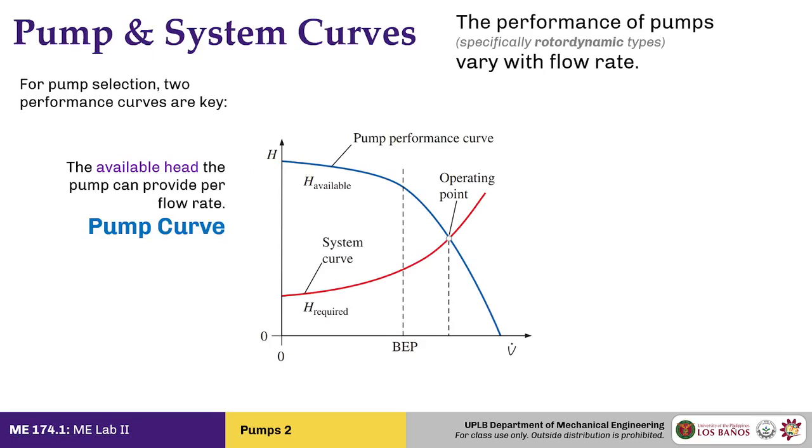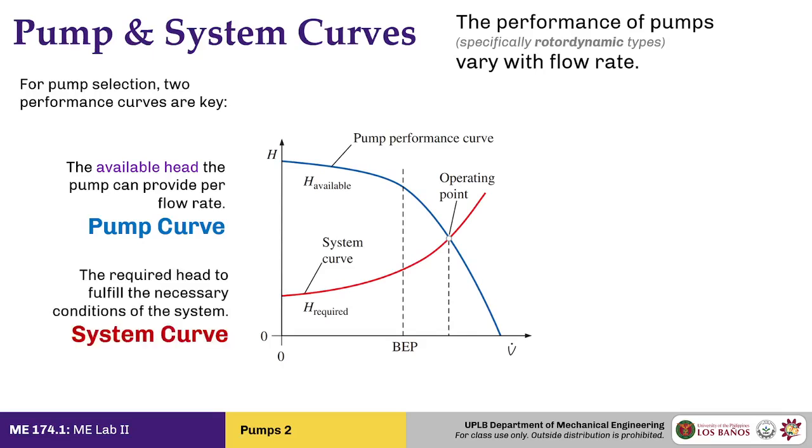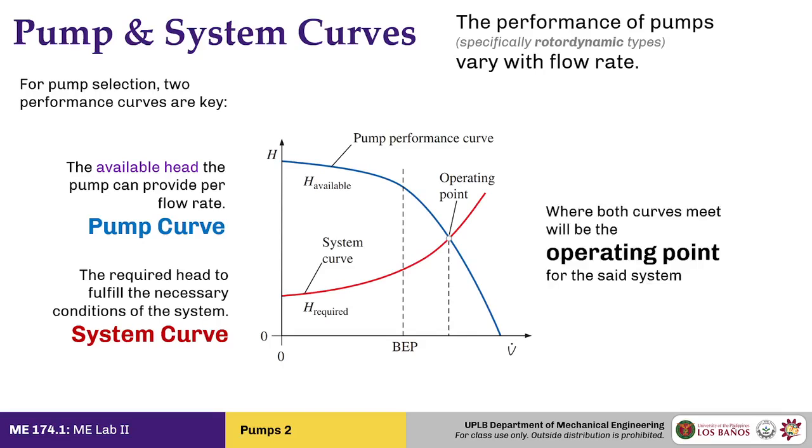Now, the red curve that you see in this graph currently is the required head for a particular system. So this depends on what the application requires. So why is it growing with respect to flow rate? That is because the friction head steadily increases as you increase the fluid velocity. This is what we call the system curve. And of course, you can see it in the graph as well. There is a point wherein the pump can provide exactly what the system needs at a particular flow rate. And we call this the operating point of the said system.